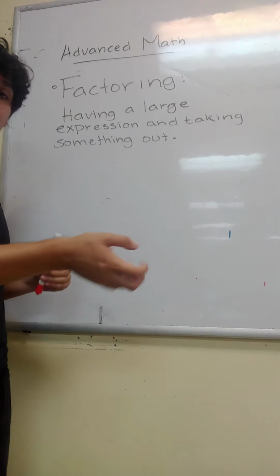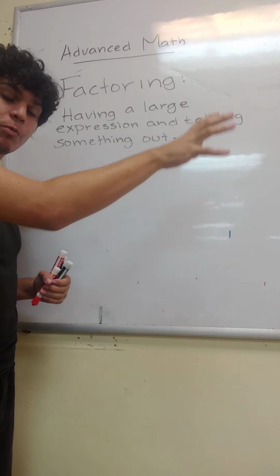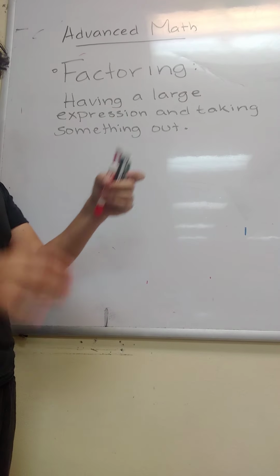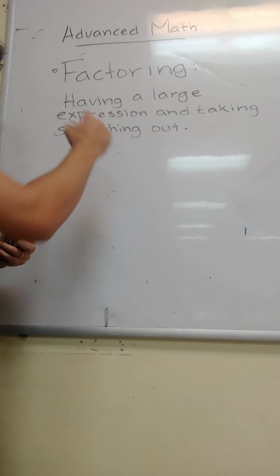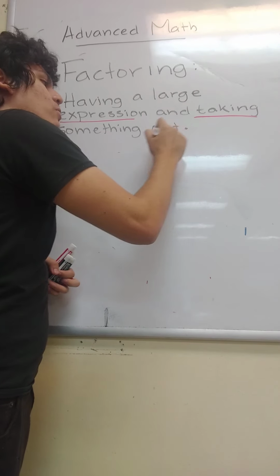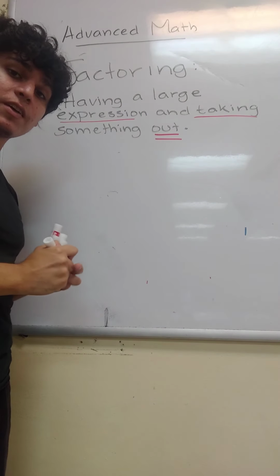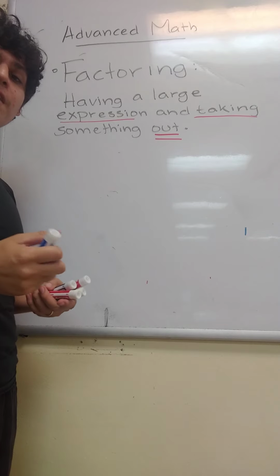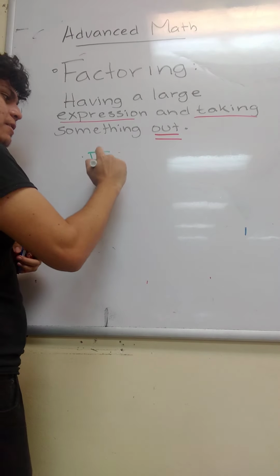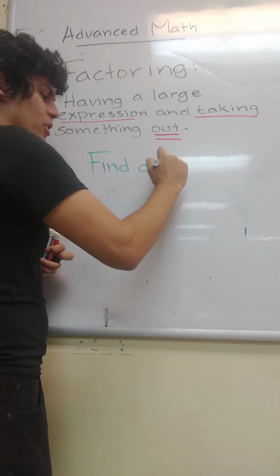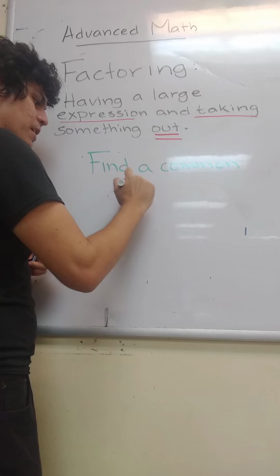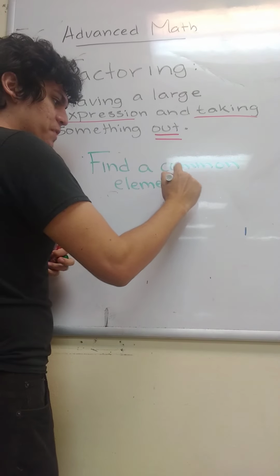Well, today we're talking about the magic F word here, which is called factoring, okay? And factoring is very simple. It's just having a large expression. You can call that an equation, you can call it a problem, and taking something out. Now, what do you mean by that, Mr. Miad? It means that if I see something in common, you need to find a common element. That is your first step when you're looking to factor something.